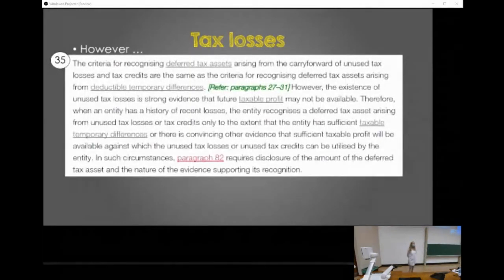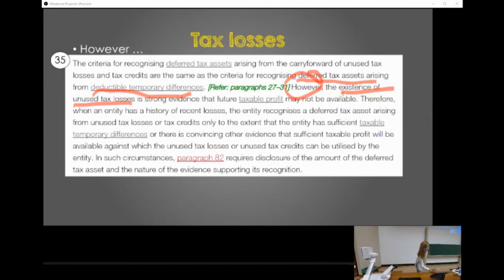Good. So now we know when we can recognize. But there's another paragraph here in IAS 12, paragraph 35, that gives us an additional warning. It says, yes, look at these criteria. They are the same as for deferred tax assets arising from deductible temporary differences. However, note that the existence of an unused tax loss is strong evidence that future taxable profit may not be available.